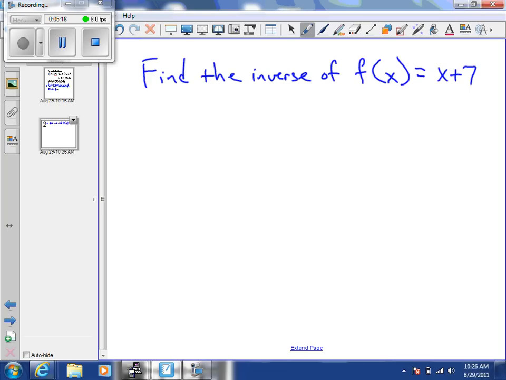Well, what would it take to undo x plus 7? We're taking the x value and adding 7. To cancel that out, the inverse, which we're going to call f inverse of x, is going to be taking x and subtracting 7.